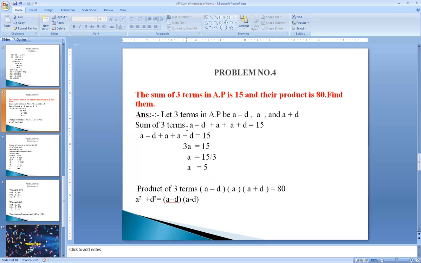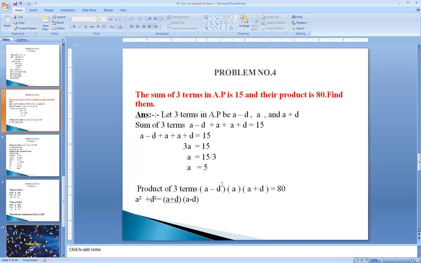Sum of three terms: how can we write it? The first number is a minus b, plus a, plus a plus b, because it is a sum. This equals 15. So how many a's are there? Here there is 3a, plus b minus b gets cancelled. The right side value remains as it is, 15. Therefore, 3a equals 15, which means a equals 15 divided by 3. Therefore, the value of a equals 5.